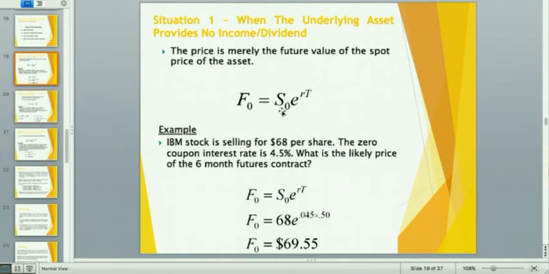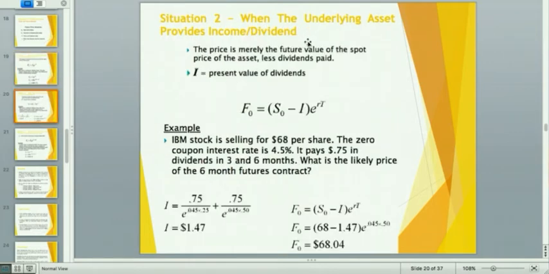F naught is equal to S naught e raised to the power rT. The moment we have some dividends, we've deducted them from the spot price. And why are we doing that? We are doing that because if the dividend is paid by the company, if a company is already paying me certain dividend, then the amount that I require to invest in that company would be lower. So that's why this dividend portion or the income portion is subtracted from the spot price.